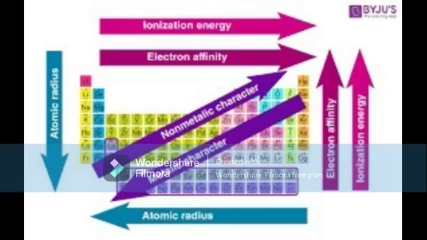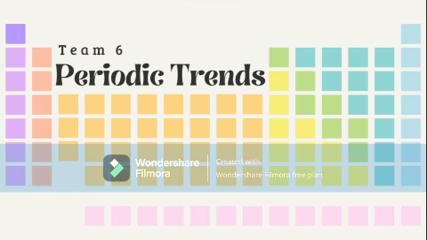Lastly, we have electronegativity, which is the tendency of an atom to attract electrons towards itself. Similar to ionization, elements with higher electronegativity are found more towards the top and right. However, it's important to note that noble gases do not participate in this trend.